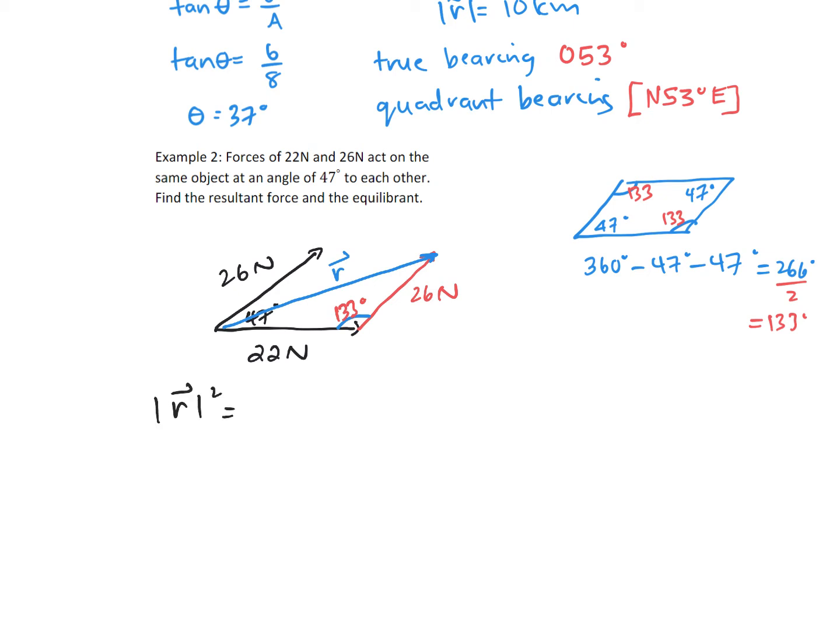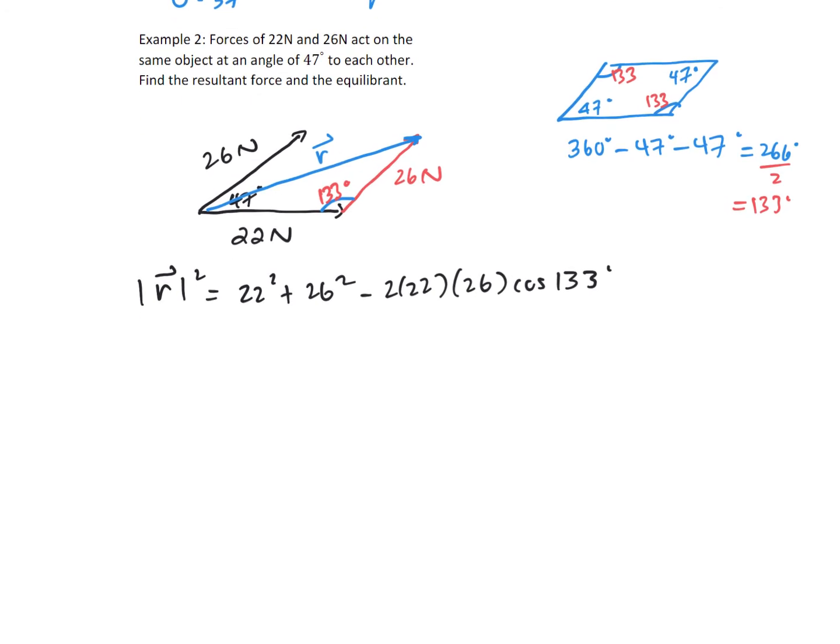So a squared, or r squared, equals the other two sides squared minus 2 times the other two sides, and then cosine of the angle in between them, which I determined to be 133. So I'll do that calculation on my calculator, and if I do all of this, that value works out to be 1940.21, and then I will square root to find the magnitude of the resultant. So I'm going to round it to 44. So the resultant is 44 newtons.